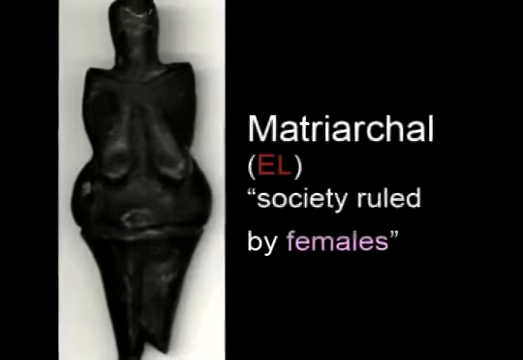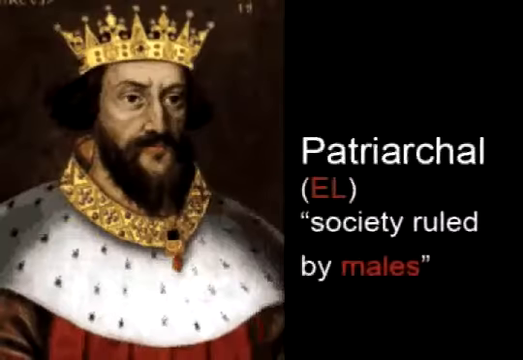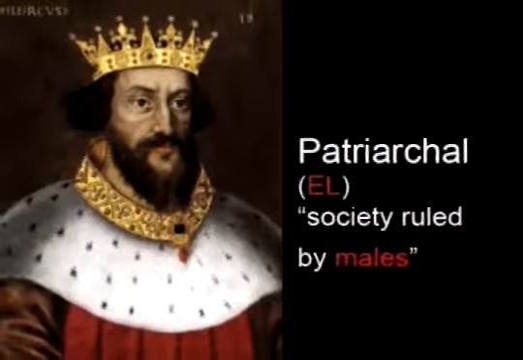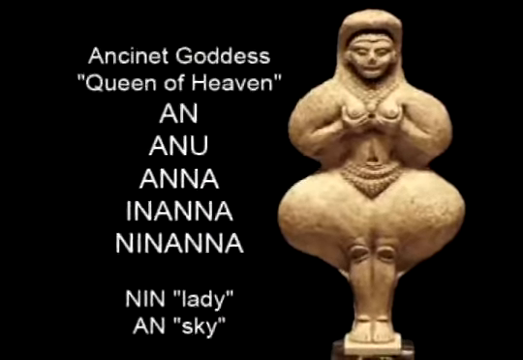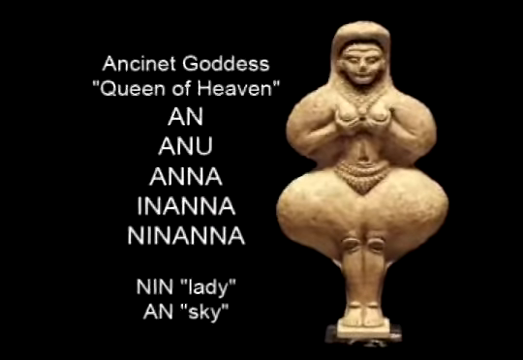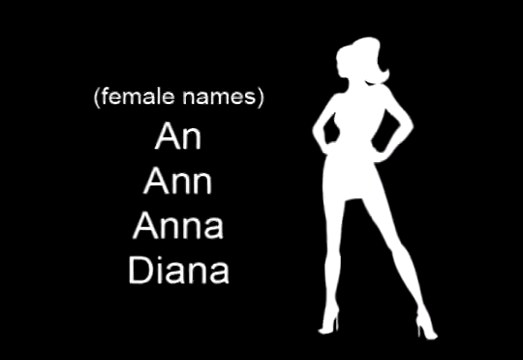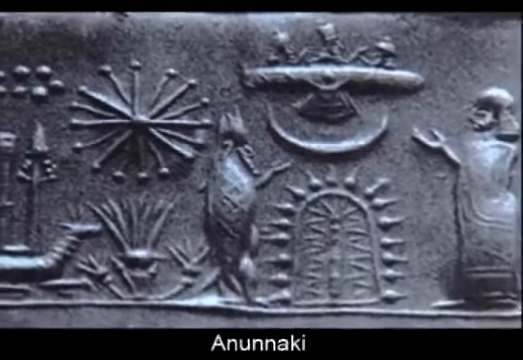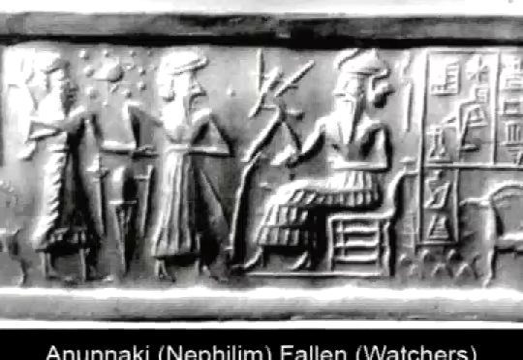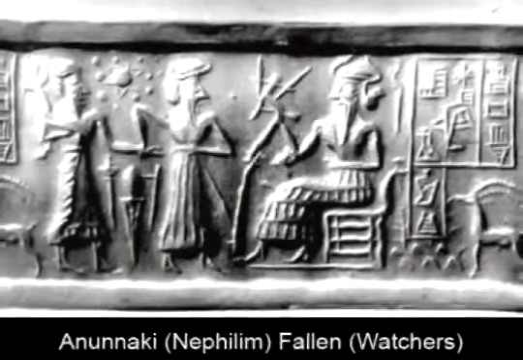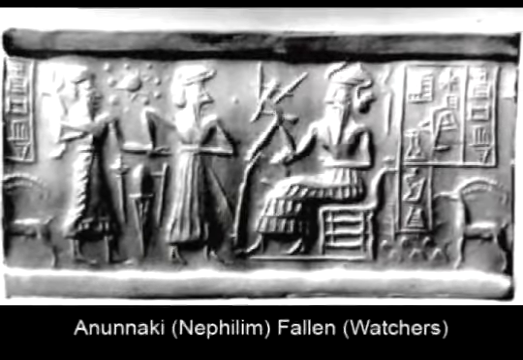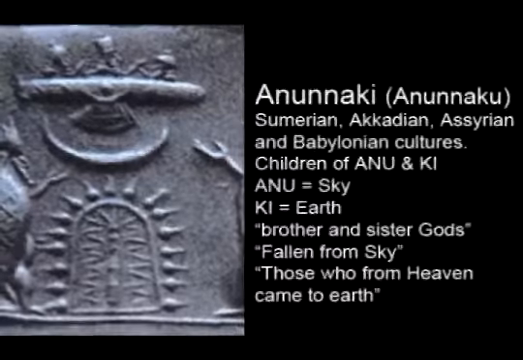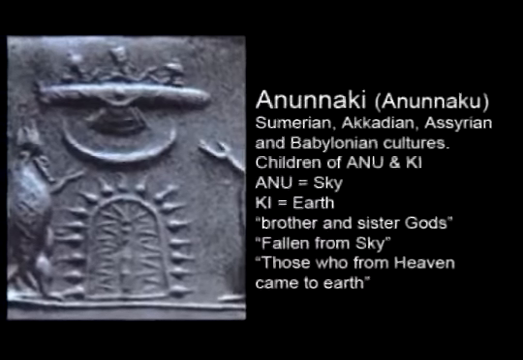And remember that An was the female deity as well as the male deity. But since the matriarchal worship came before the patriarchal worship, the word An or Anna represents the female. That's why we have today names like Anna or Diana. And the Sumerian An gave birth to the Anunnaki, those who from heaven came to earth. An means the sky or the heavens, and Ki is the earth.